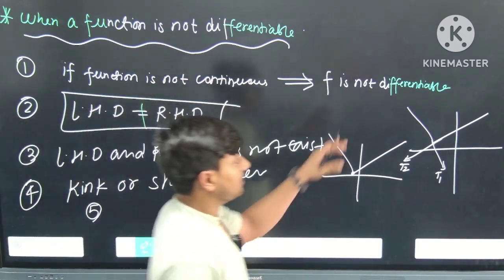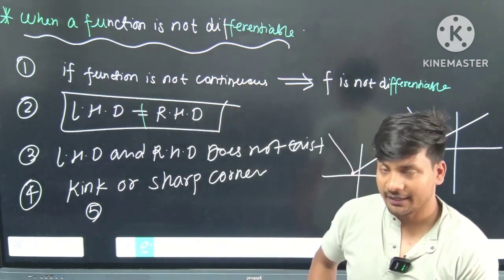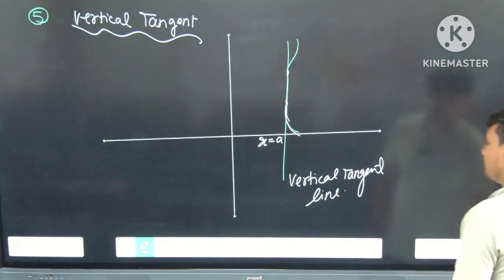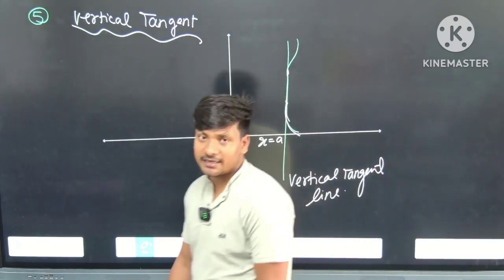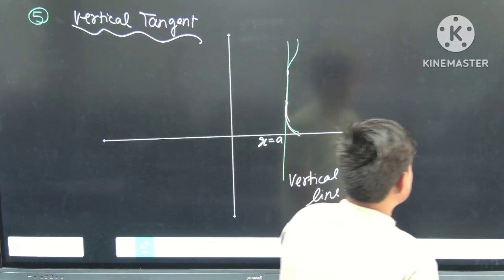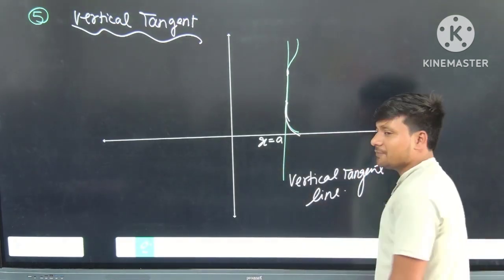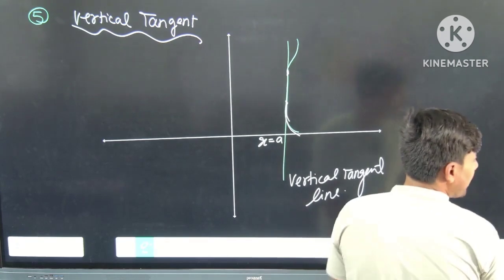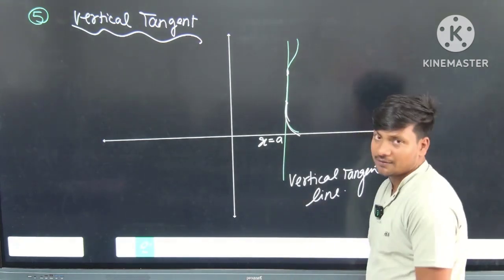If the graph has a sharp corner at some point, then the function will not be differentiable at that point. And the fifth one is the vertical tangent concept. That is, if a graph has a vertical tangent at some point, then you cannot discuss the differentiability at that point. The function will not be differentiable at that given point. Okay, so these are the 5 points where we will see the function is not differentiable.